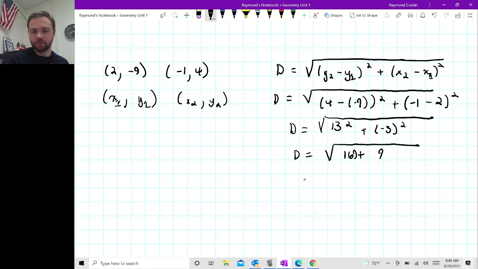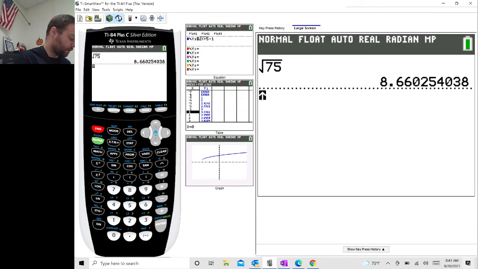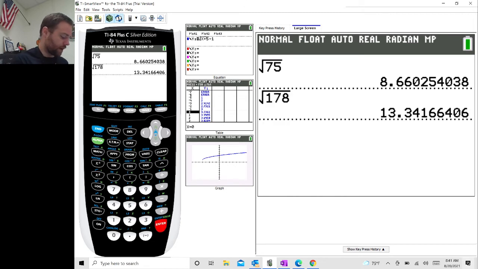plus 9. So that's going to be 178. And that's just above 13. So that's going to be 13 point something. So if I go over here, I can calculate it that way. And I get 13.3.